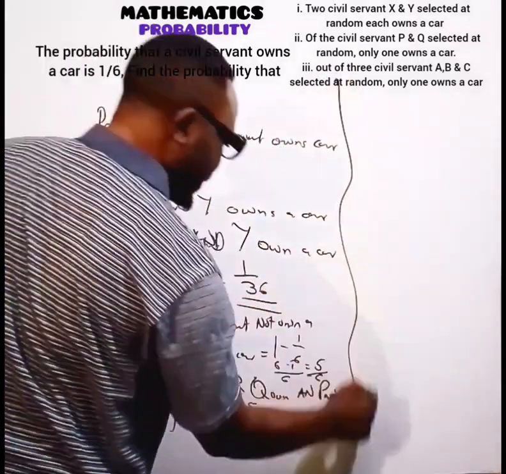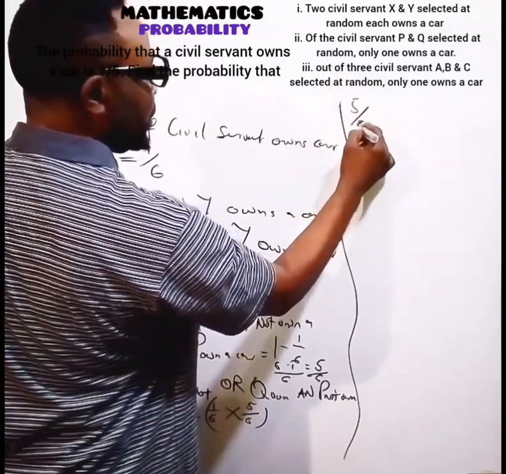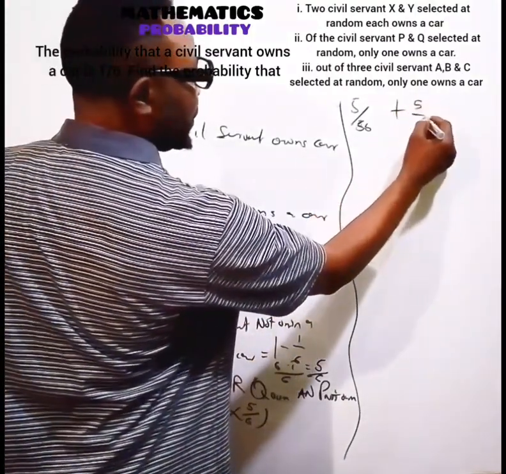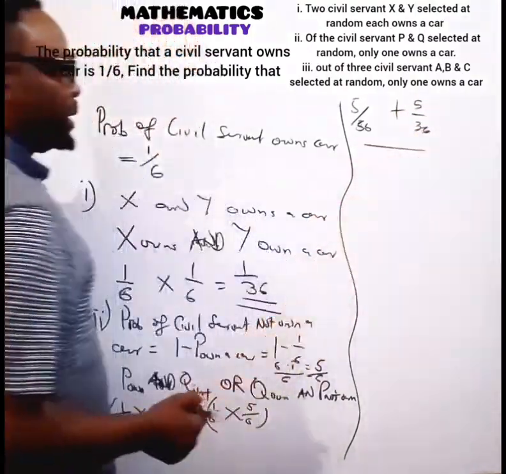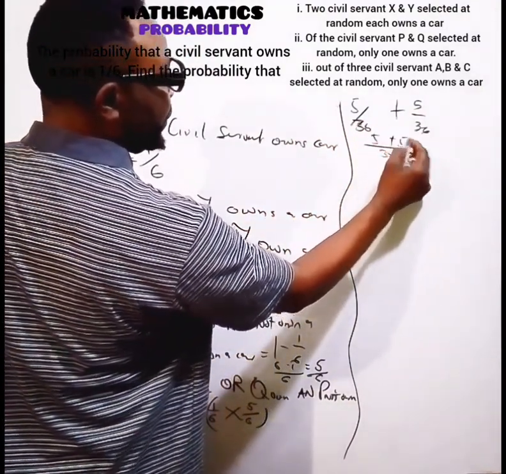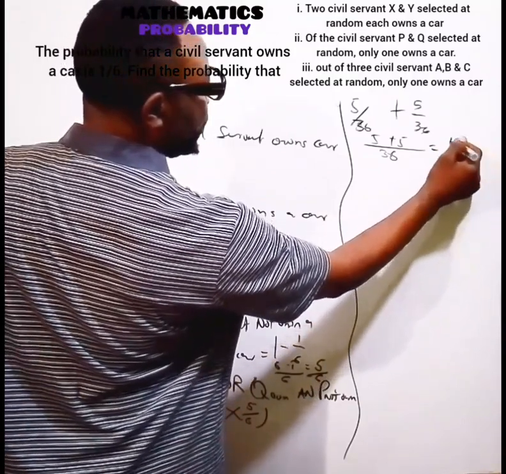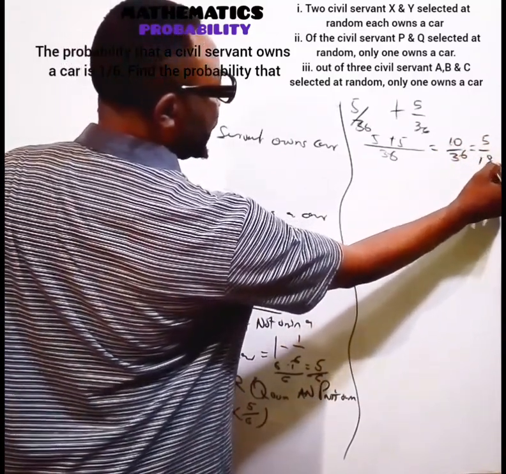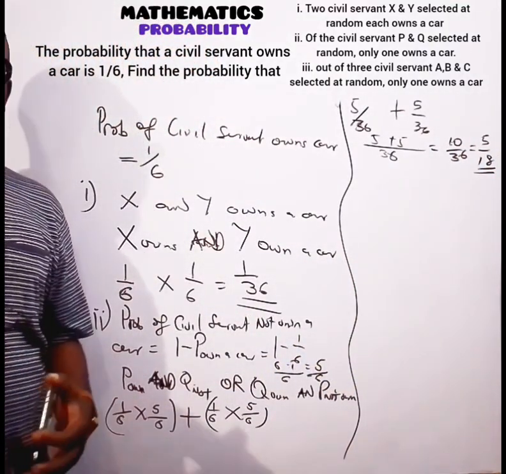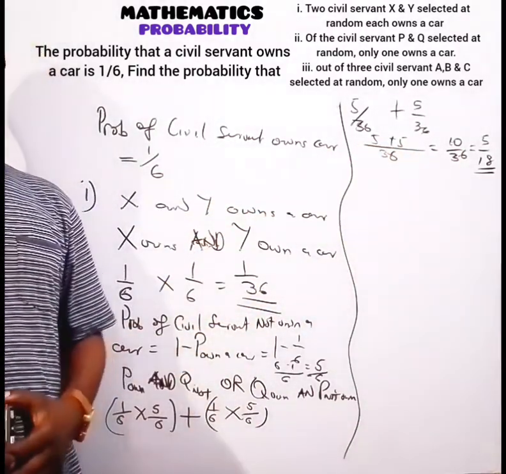That becomes 5 over 36 plus 5 over 36 as well. So you have to find the LCM right now. 36, that's 5 plus 5 for the 6. That will be 10 over 36, which is going to be equal to 2 here 5, 2 here 18. So the probability that of the two workers selected, only one of them owns is 5 over 18.